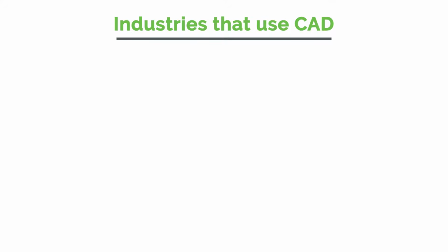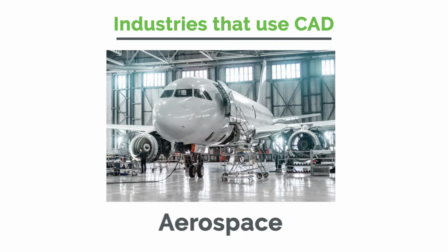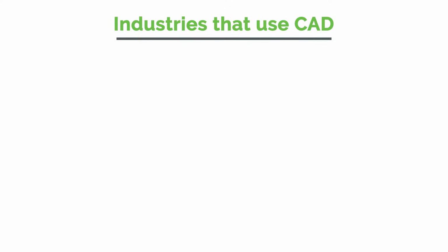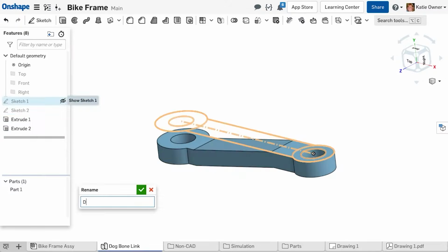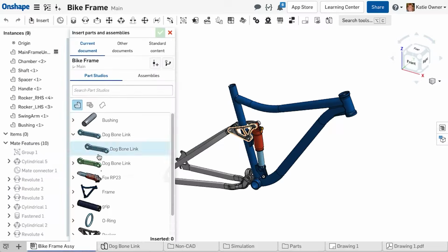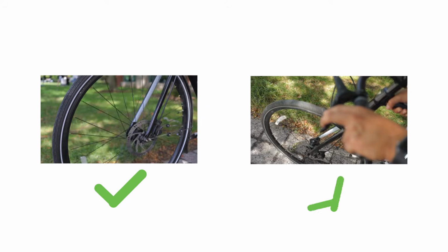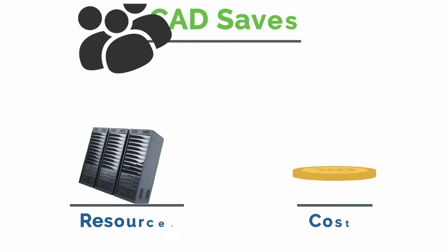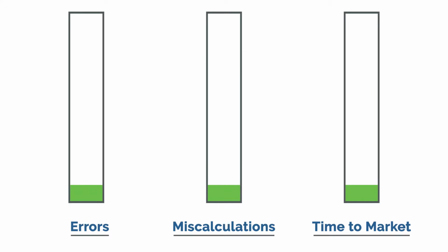It is used in a vast variety of fields and industries, including automotive, aerospace, architectural design, product design, machine design, and several others. Designing in a CAD system enables engineers and designers to iterate on designs quickly and inexpensively. CAD models can be reviewed, analyzed, and updated, ensuring the design is operational and safe before beginning the prototyping and manufacturing stages. CAD saves resources and cost by reducing errors, miscalculations, and time to market.